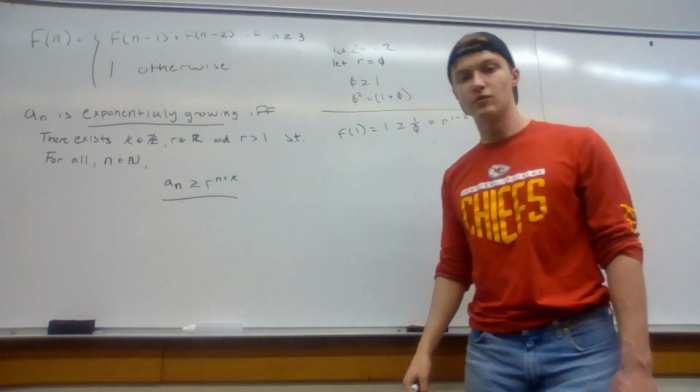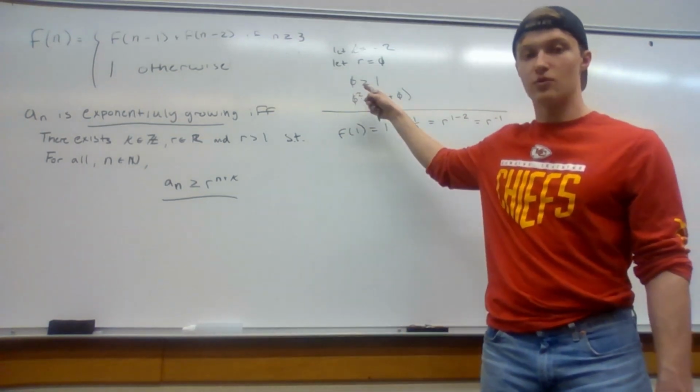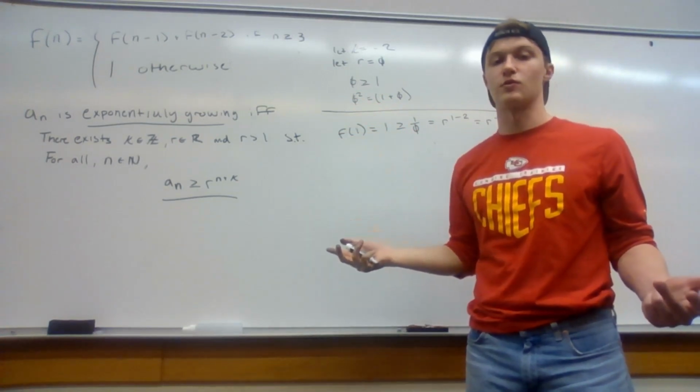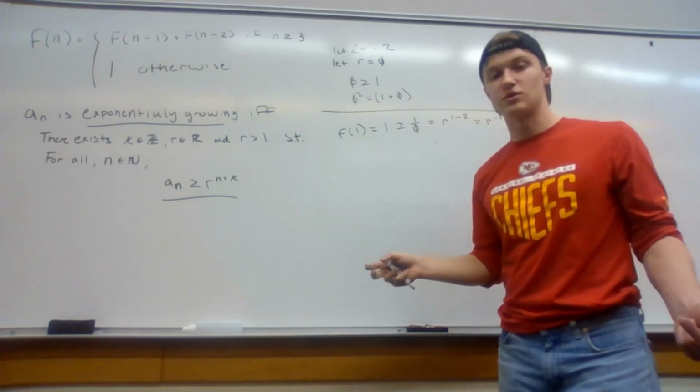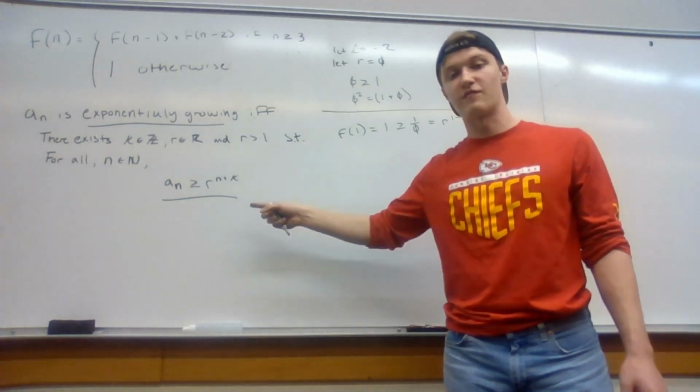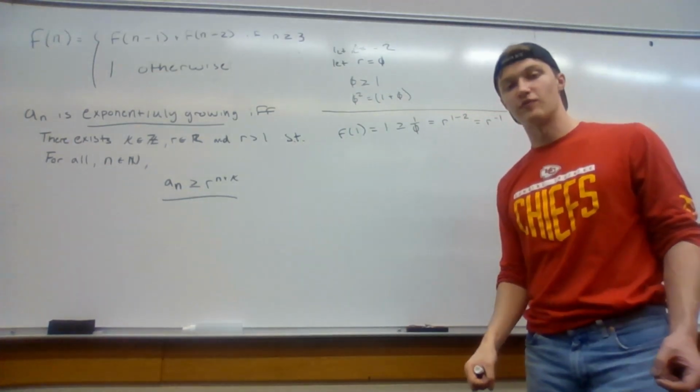Now, f(1) is equal to 1, and by this property of the golden ratio, the fact it's greater than 1, you can say that 1 is greater than the inverse of the golden ratio, and that the inverse of the golden ratio is equal to r to the power of 1 minus 2, which proves this property for f(1). Now, we have to prove it for f(2).